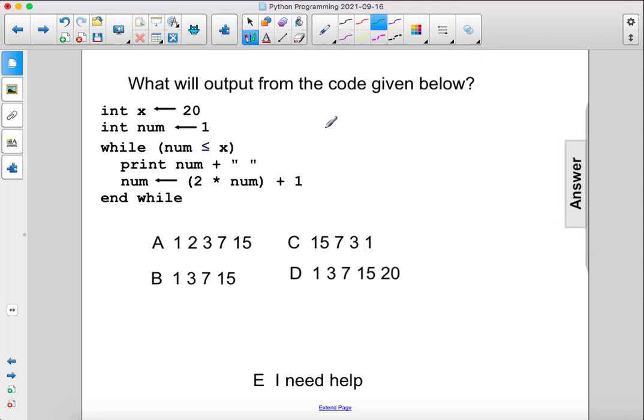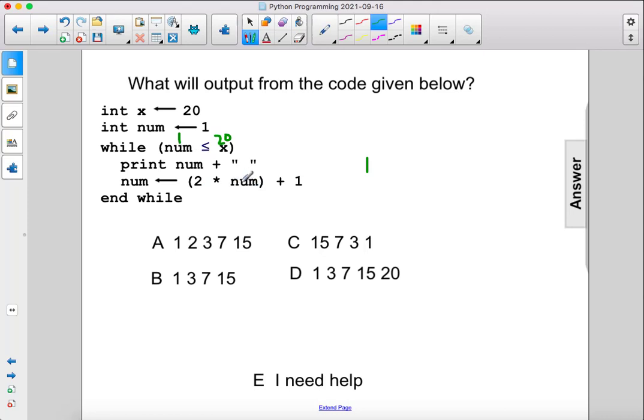What will be the output from the code given below? Alright, so x is 20, num is 1, while num is less than or equal to x. So when 1 is less than or equal to x, which is 20, print num, so it's going to print 1 and a space. Then num is going to become 2 times num plus 1.